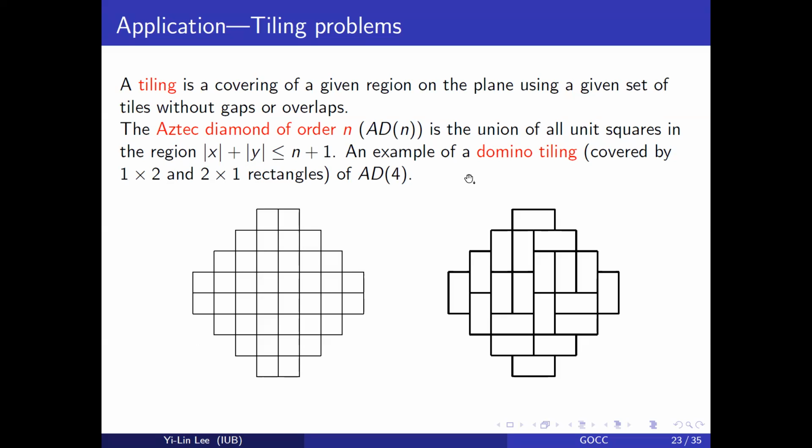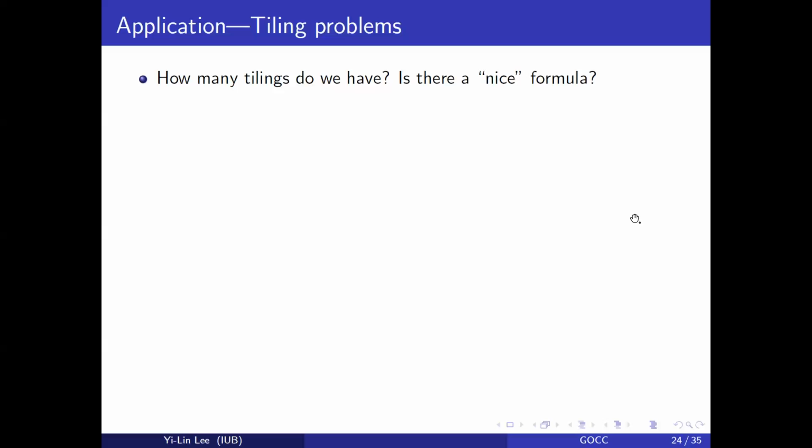A domino is a 1 by 2 or 2 by 1 rectangle. So on the right side, this is an example where we use dominoes to cover the Arctic diamond region. We just call it a domino tiling. In this field of combinatorics, we would like to know how many tilings we have. Is there a nice formula? In particular, the number of domino tilings of the Arctic diamond is pretty beautiful. It's given by a power of 2. The result was given by Elkies, Kuperberg, Larsen, and Propp in 1992.